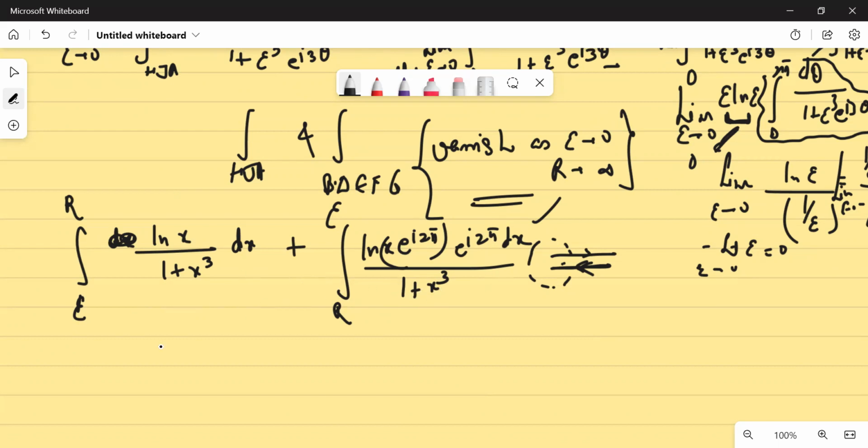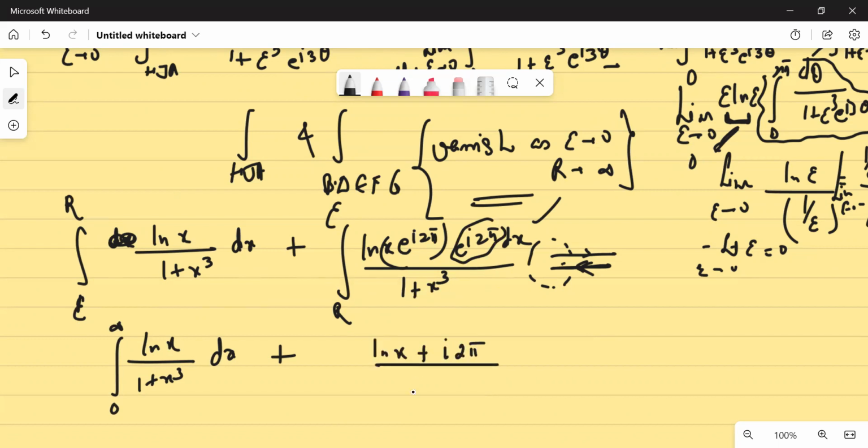So what you will see is that if I write the limit epsilon tends to 0, r tends to infinity, this is ln x upon 1 plus x cube dx. And this integration, this is 1, forget about it. This integration would be ln x plus i 2 pi divided by 1 plus x cube dx, integration from infinity to 0, and you can write it as 0 to infinity and a negative.